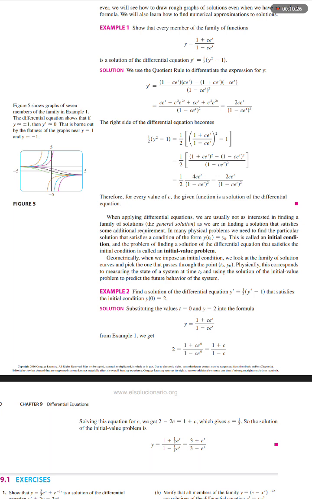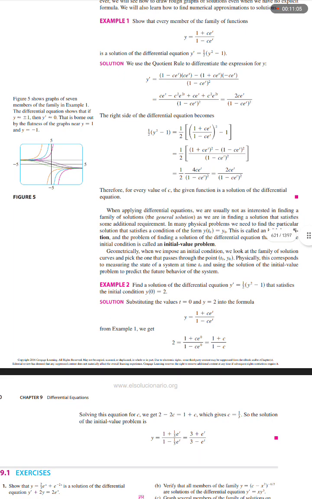from example 1, we get 2 = (1 + c e^0)/(1 - c e^0) = (1 + c)/(1 - c). Solving this equation for c, we get 2 - 2c = 1 + c, which gives c = 1/3. So the solution of the initial value problem is y = (1 + 1/3 e^t)/(1 - 1/3 e^t) = (3 + e^t)/(3 - e^t).